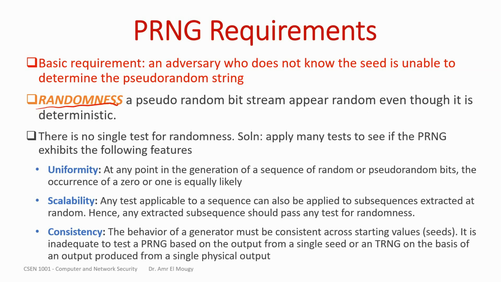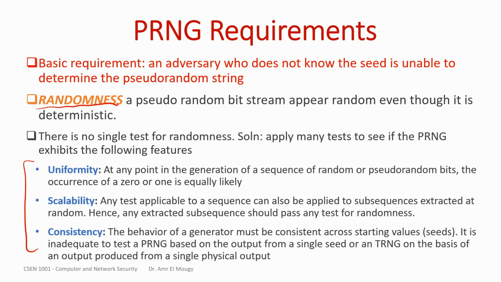So the pseudo-random number generator also has to exhibit randomness. Unfortunately, there is no test for randomness. Instead, there are actually tests that see whether the pseudo-random number generator exhibits the following features. Uniformity. Uniformity means that the generation of the next bit is equally likely to be 1 or 0. This brings us to the issue of frequency. The number of ones should actually be approximately equal to the number of zeros.